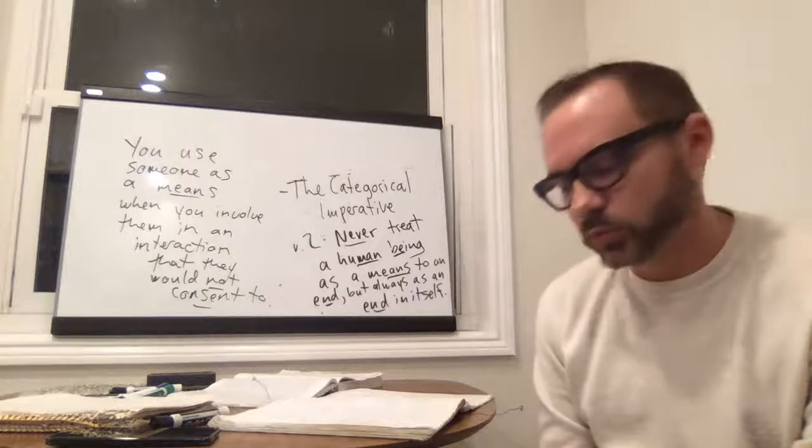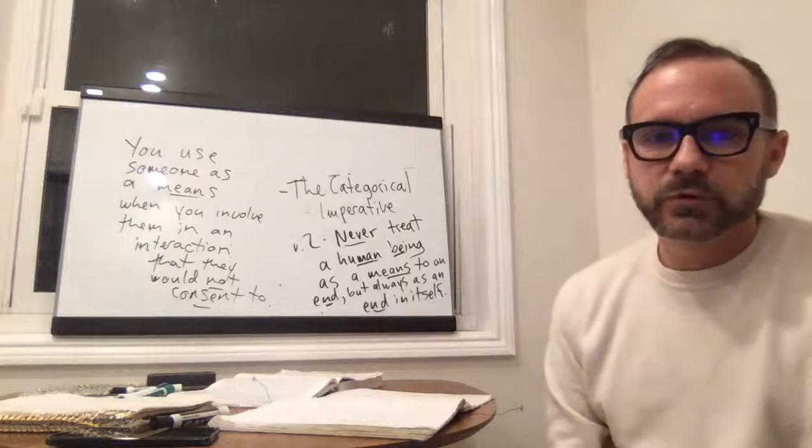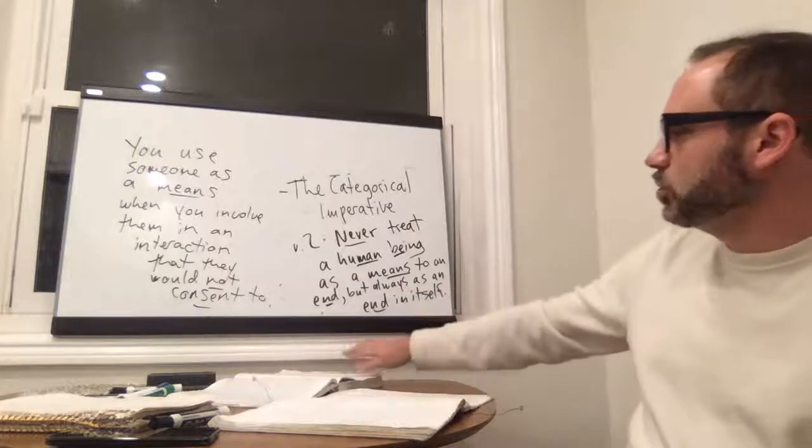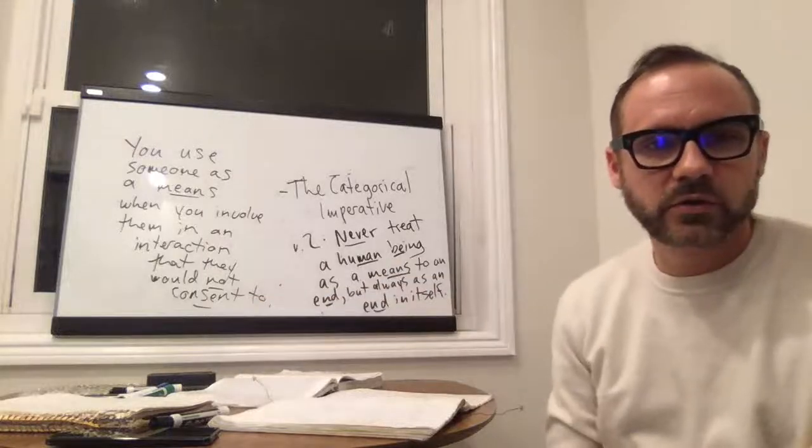In the earlier example, where you borrow money with no intention to repay, but you lie about that, you're not giving a person a chance to consent to what you're really doing because you conceal from them your true motive, which is to get the money without ever repaying it back.